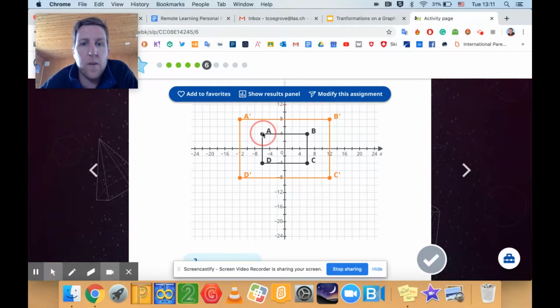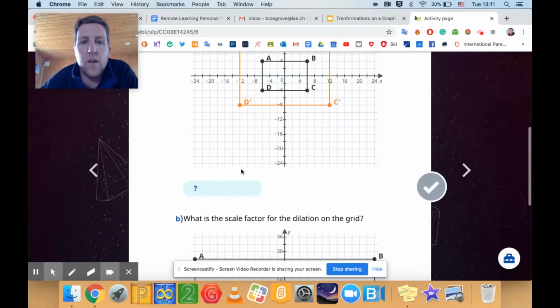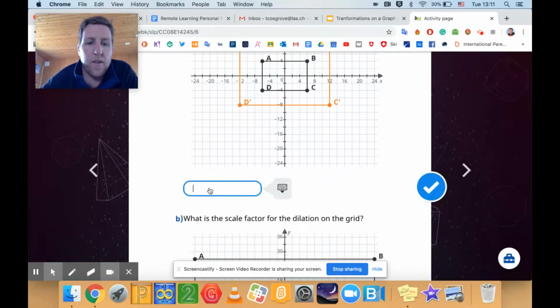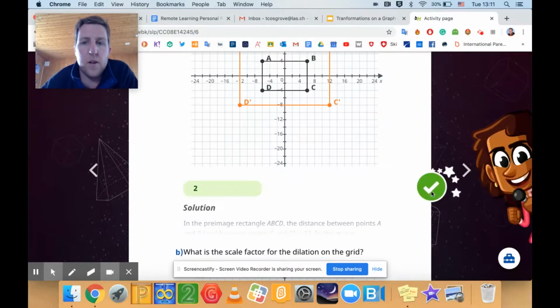So if you think about it, -6 to -12 is just multiplying by 2. So this is a scale factor of 2. Right? And you can just put it into BuzzMath like that.